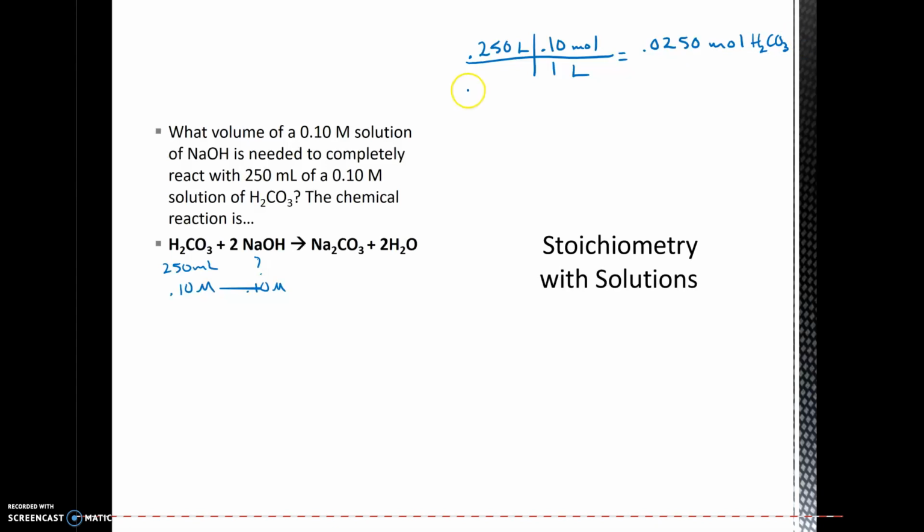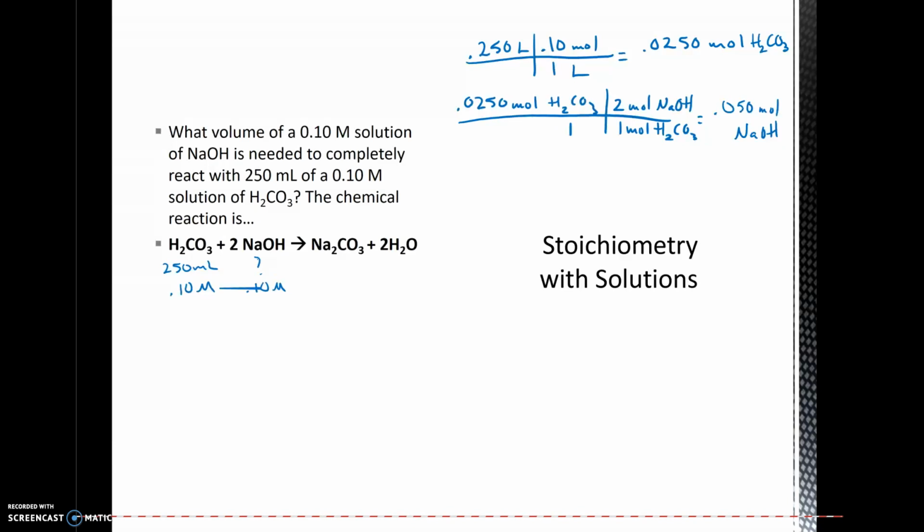Then we'll do our mole ratio using the number we just found, so 0.0250 moles of H2CO3. We've got a 2-to-1 mole ratio here, so we're going to multiply by 2 moles of sodium hydroxide over 1 mole of carbonic acid. And that's going to give us 0.050 moles of NaOH.